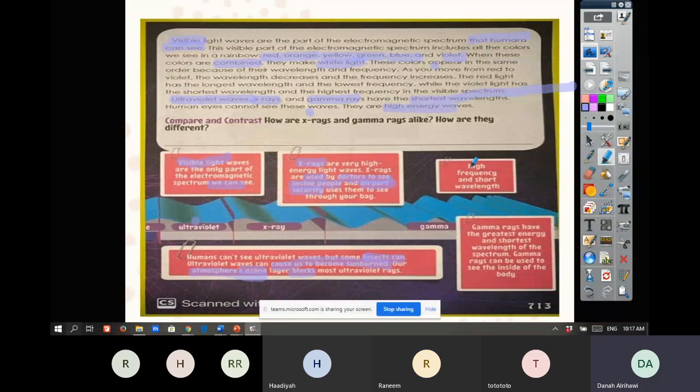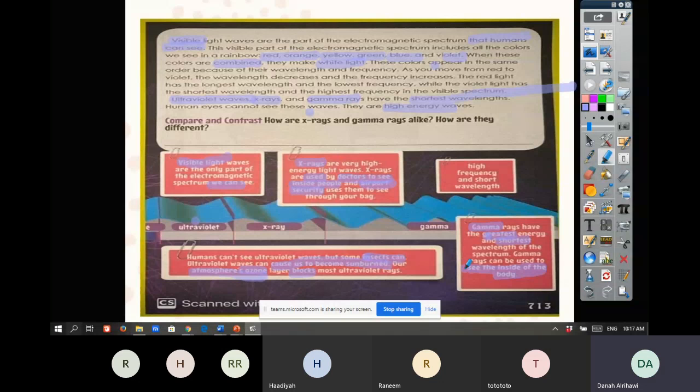What about gamma? The gamma rays have the greatest energy and the shortest wavelength, because they are on the right of the electromagnetic spectrum. Why do we use it? Gamma rays can be used to see inside the body. X-rays are only for bones, while gamma rays can also see the stomach, the lungs, the liver, everything inside.